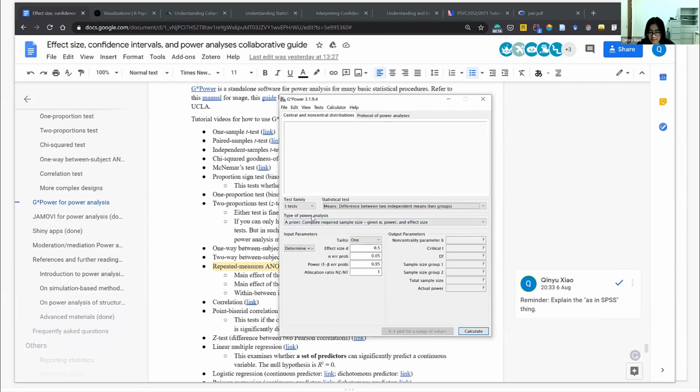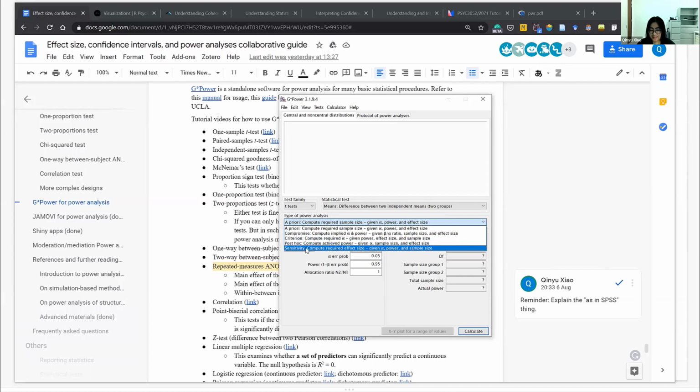Type of power analysis. As I just mentioned, what we want is a priori, which means determining sample size given alpha, power, and effect size. The other types of power analysis mean that we leave one of the other parameters blank, and we want to determine that specific parameter based on the other parameters.